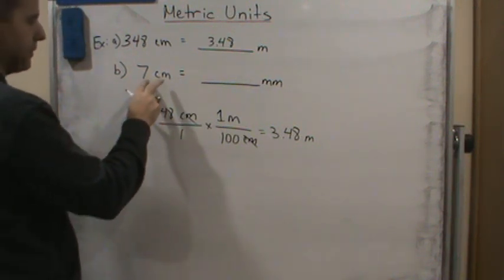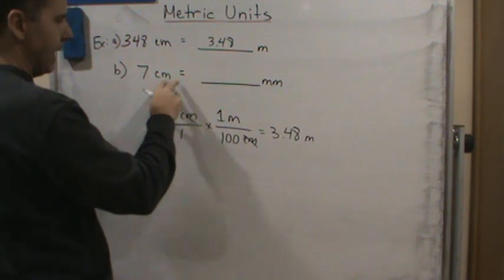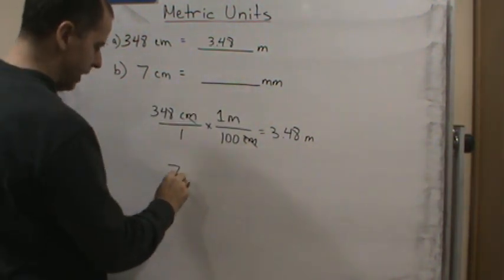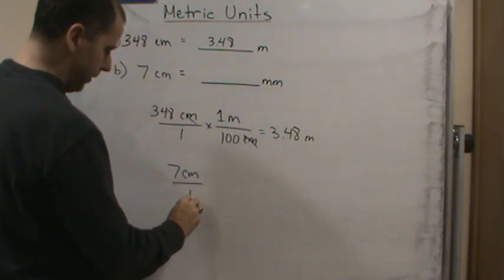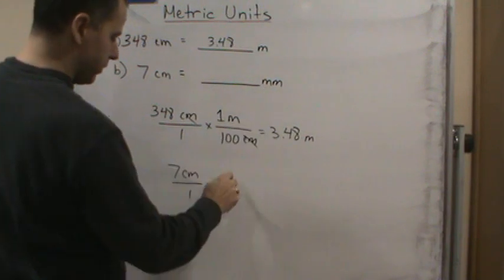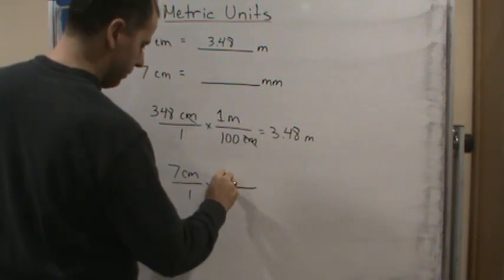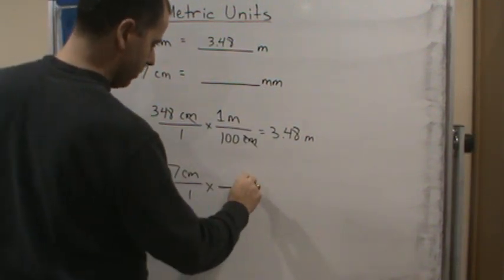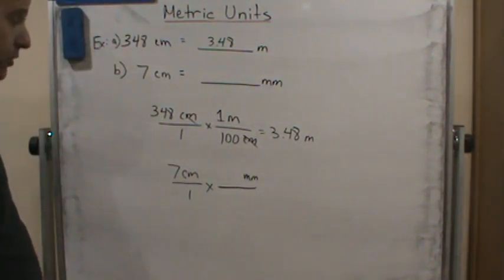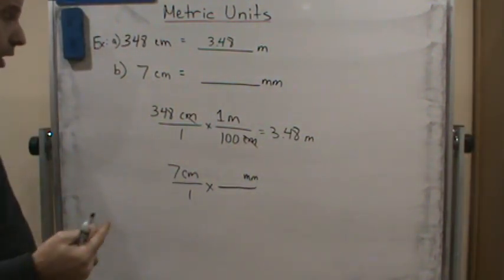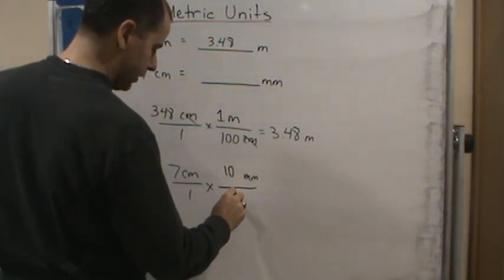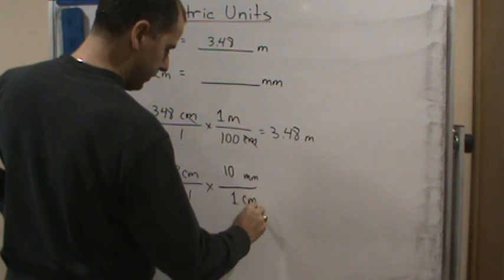Now, what if I have 7 centimeters and I want to write it in millimeters? Let's do the same thing. 7 centimeters over 1, and again, we want millimeters on top. So we ask ourselves, how many millimeters are there in a centimeter? The answer is 10. So we have 10 millimeters in 1 centimeter.